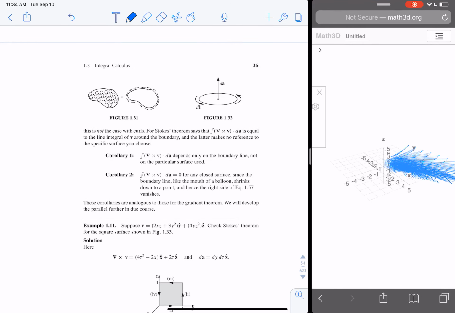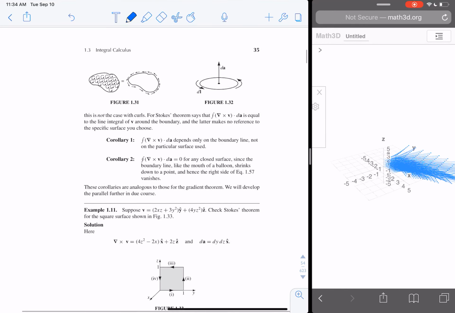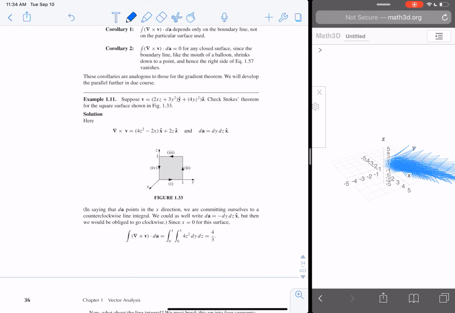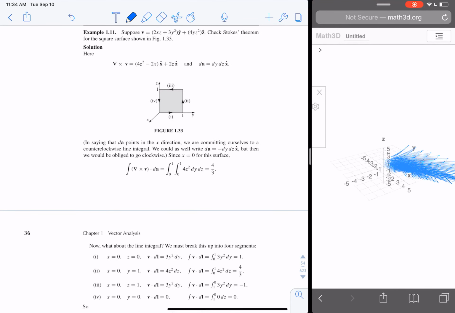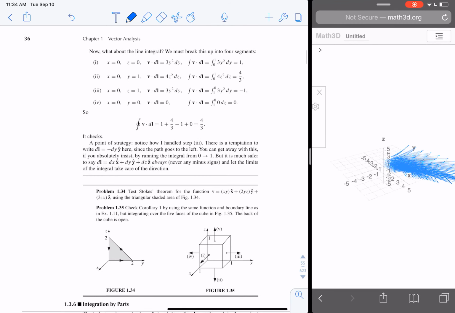Okay, so this del cross A dot dA depends only on the boundary line, not on the surface used. You can go around any way around and you get the same answer. And then same thing is 0 for any closed surface. Okay, so there's an example here. Do some integrals. So do this one just to get some practice. Make sure you're able to do these integrals.